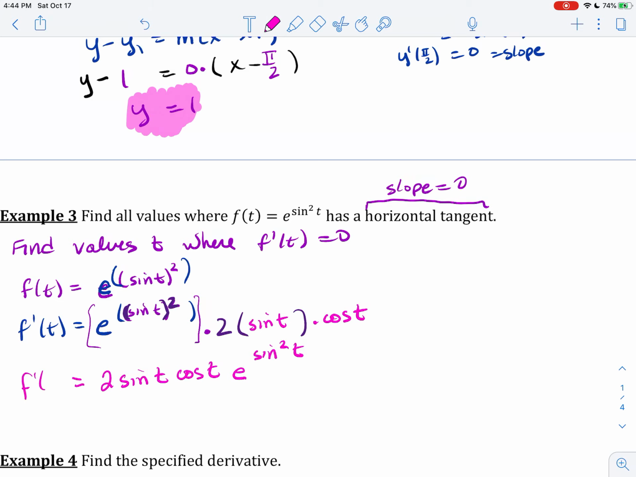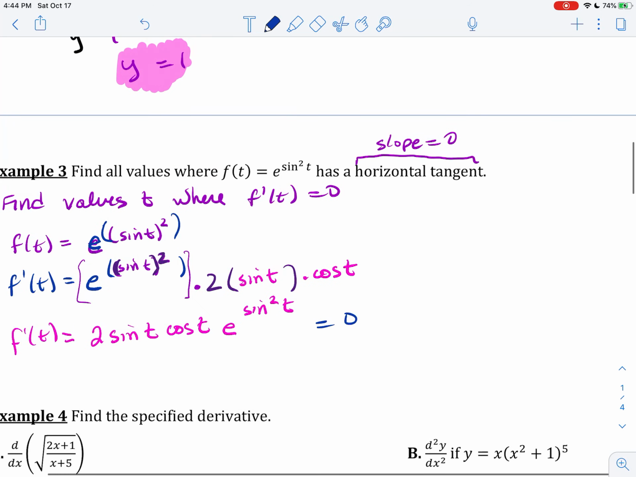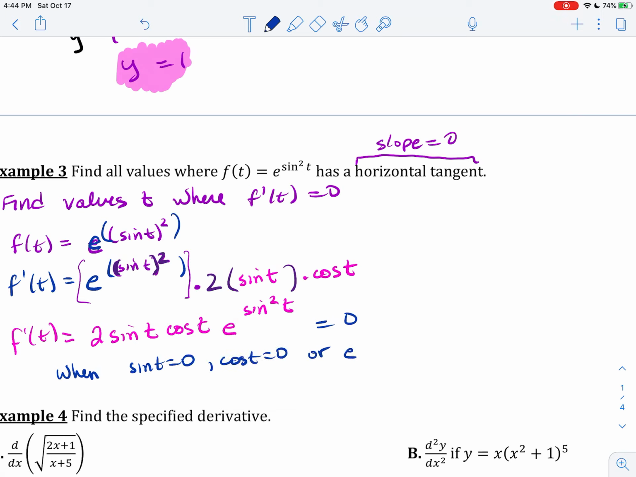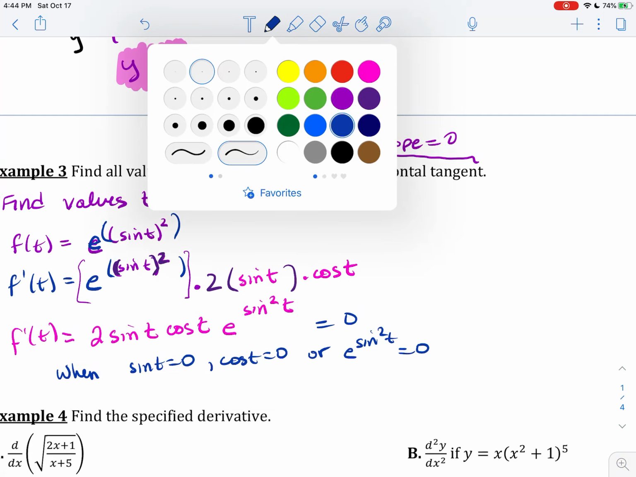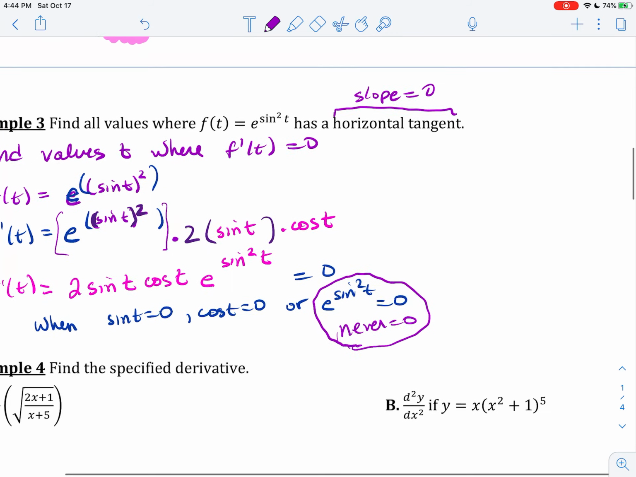Okay, and we want that to equal 0, right? When does a product equal 0? When one of the factors equals 0. So this is going to equal 0 when sine t is equal to 0, cosine t is equal to 0, or e to the sine squared t is equal to 0. Your exponential function is never 0. That gets really close to 0, but it's never going to be 0.